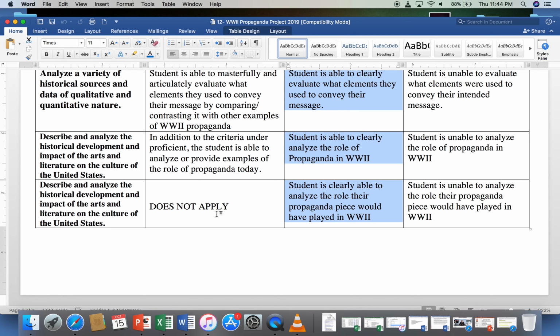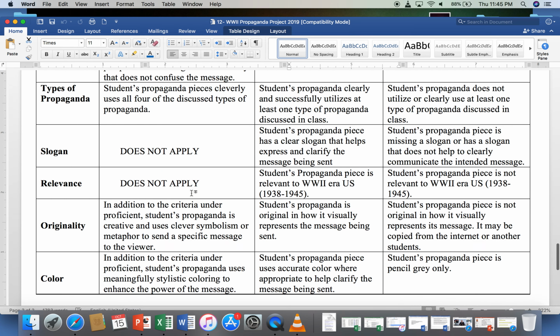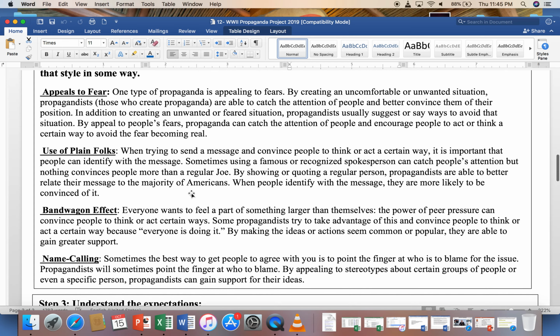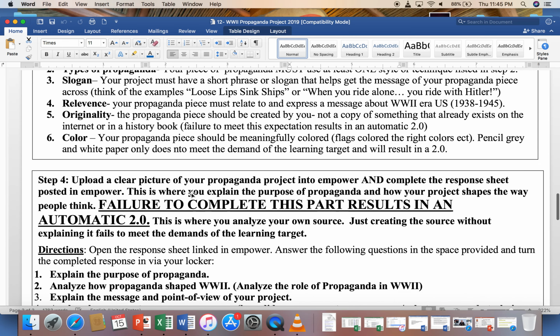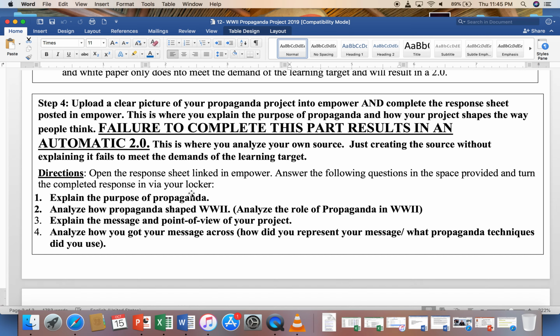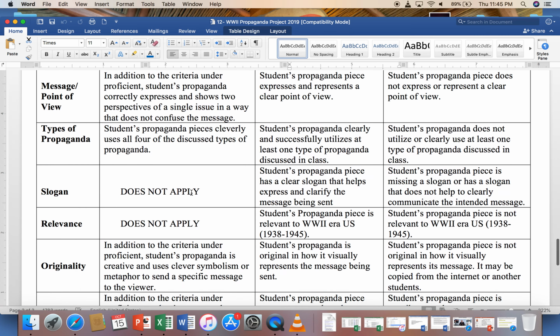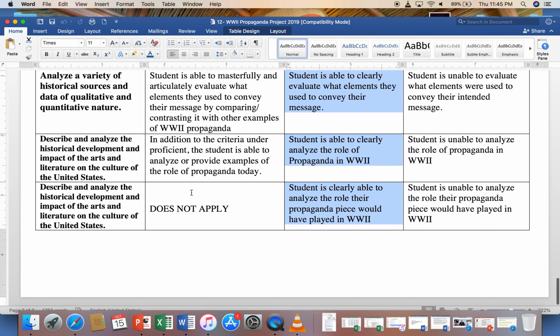You can see that that's where this ends, and so we've gone through everything you need to do. Right? Pick your topic, do a little research, pick a propaganda style, create your propaganda, fill out and explain your piece of propaganda, and then basically grade yourself. Make sure that you're good.